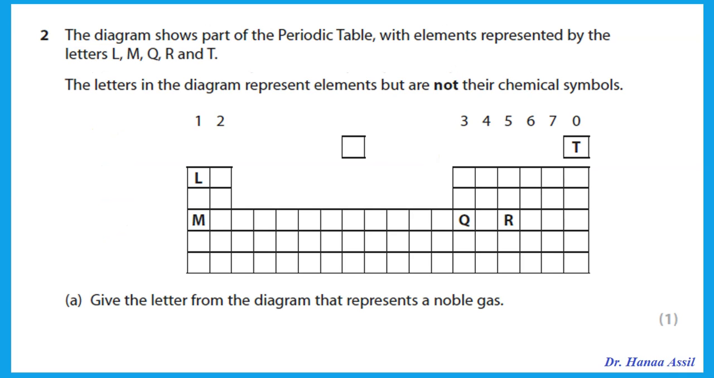Question 2 says the diagram shows parts of the periodic table with elements represented by L, M, Q, R, and T. The letters in the diagram represent elements but are not their chemical symbols. Now the question is, give the letter from the diagram that represents a noble gas. Of course, you should know that a noble gas is the one in group 0, so the one in group 0 is T.